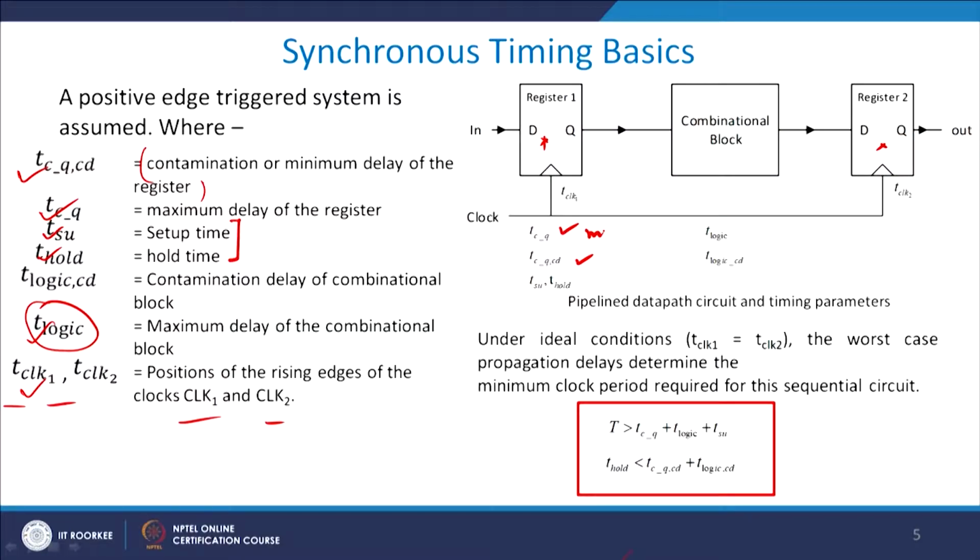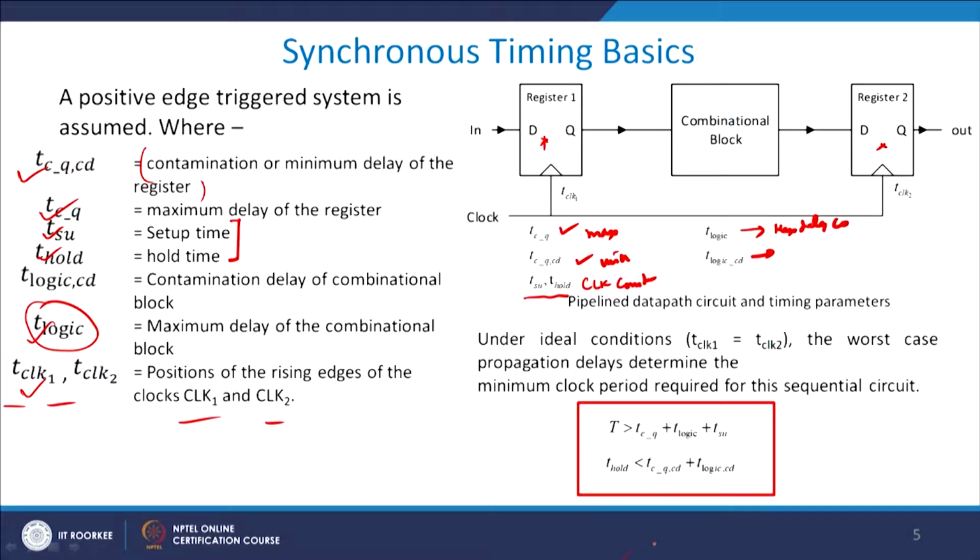So, this is max delay, this is min delay, and T setup and hold is a clock constraint. And then T logic is basically the maximum delay of the combinational logic block, and T logic CD is basically the delay because of the logic itself.